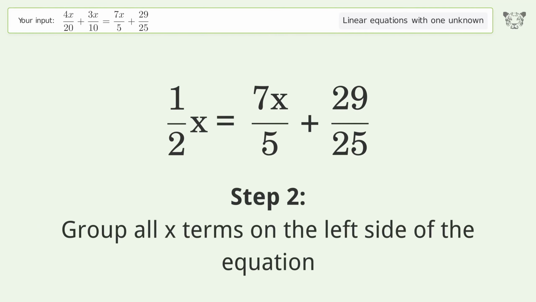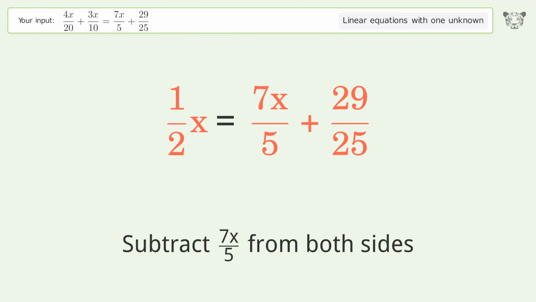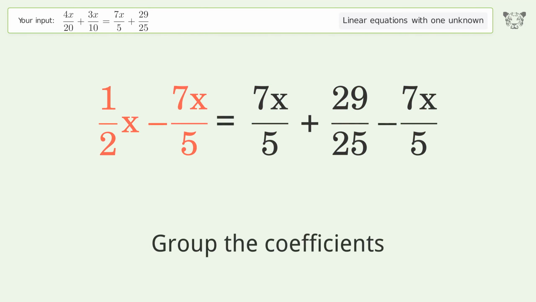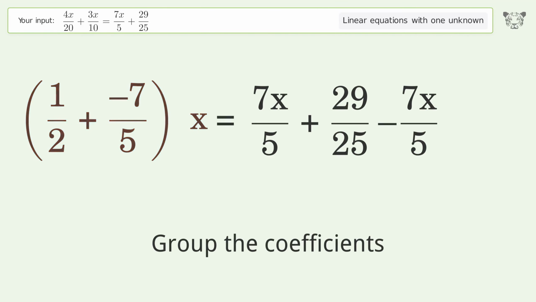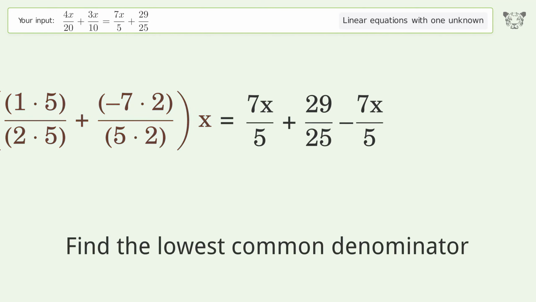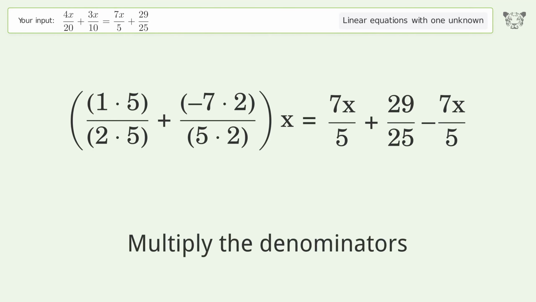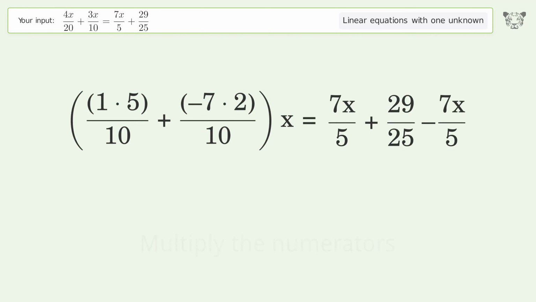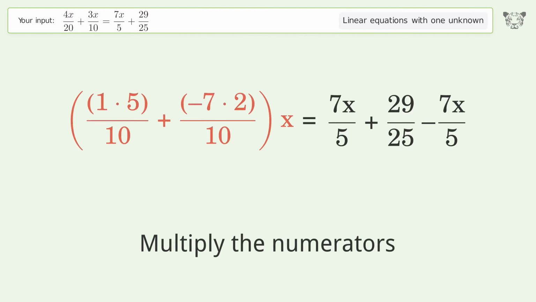Group all x terms on the left side of the equation. Subtract 7x over 5 from both sides. Group the coefficients. Find the lowest common denominator. Multiply the denominators. Multiply the numerators.